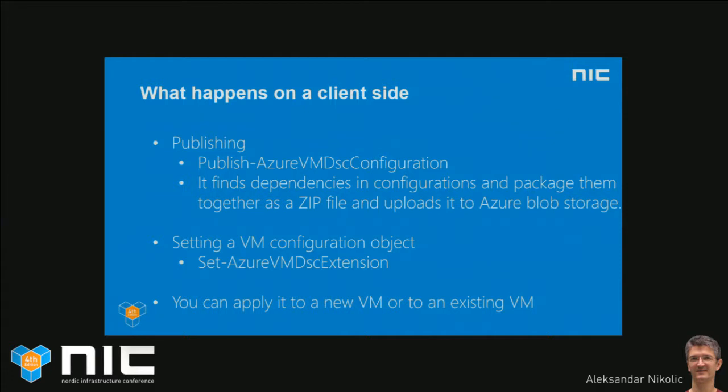Then we need to set the VM configuration object. For that, we have a new commandlet, Set-AzureVMDscExtension. You know how we work with Azure VMs? We first create a VM configuration object locally, setting all the properties, and then we pipe that to New-AzureVM, or Update-AzureVM if we update an existing one. But first, we configure that object in the memory of the local system. Then we apply that configuration to a new machine or to an existing one. It works with both kinds.